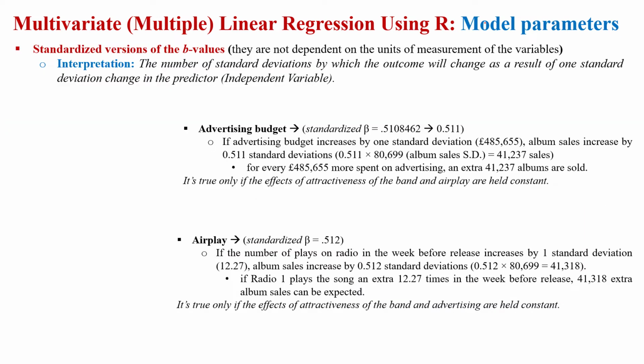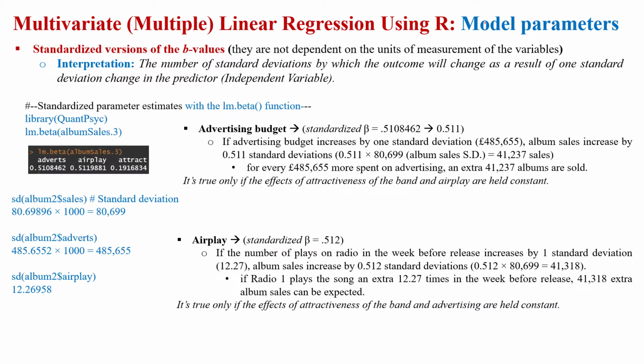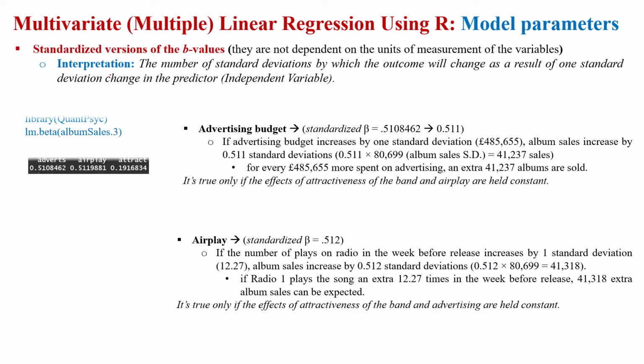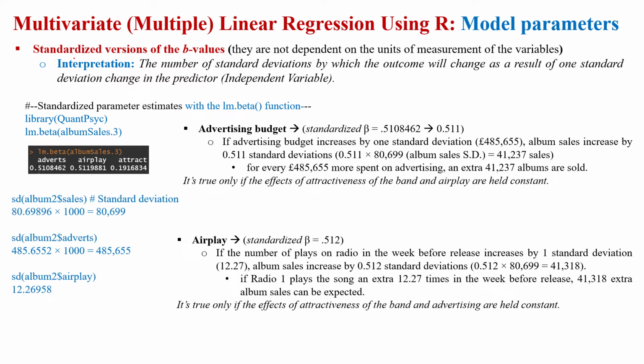Now let's calculate the standardized versions of these regression coefficients. These are basically the normal parameter estimates of the regression model. Now we are going to calculate the standardized version of the B's. What's the difference? The normal parameter estimates of the regression model depend on the unit of measurement of the variable, whereas standardized variables do not depend on the unit of measurement. And how can we interpret those? The number of standard deviations by which the outcome variable will change.